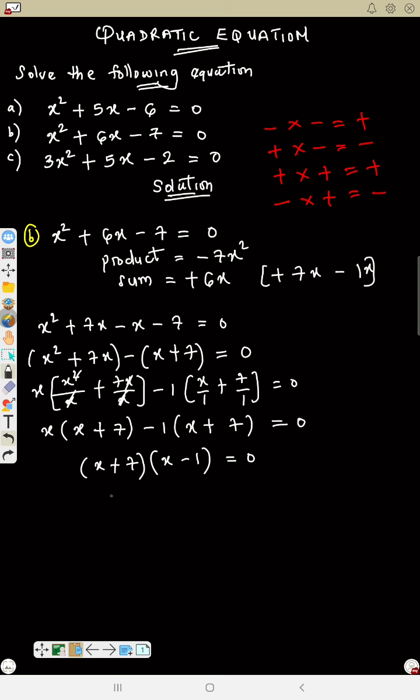Now for the equation to be true, either s plus 7 must be 0 or s minus 1 must be 0. If any of these is 0, then s equals minus 7 or s is 1. Remember, if this one crosses, it becomes minus; if this one crosses, it becomes plus. Now that is the answer.